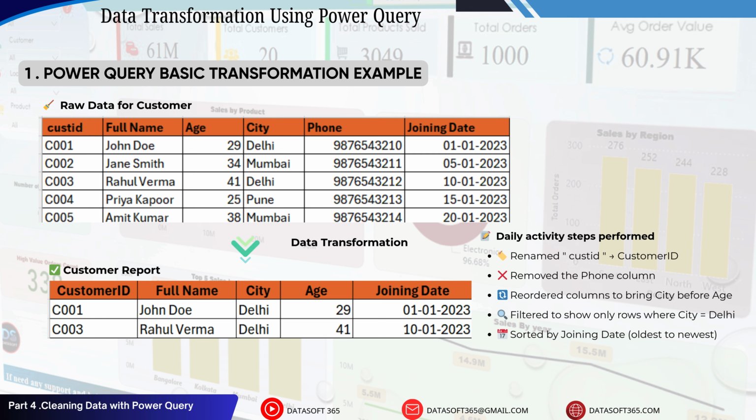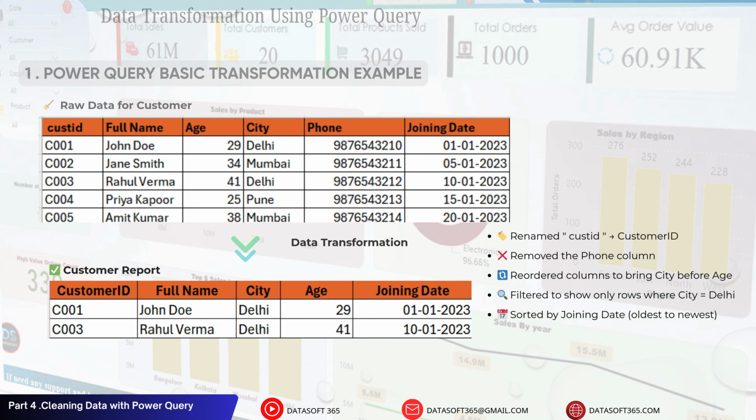And then you are performing reorder columns where you move city before age. Then you are applying filter rows, shows only customers from Delhi. And then you are sorting the data where you are sorting the data by joining date. So how we can perform all these steps in Power Query?